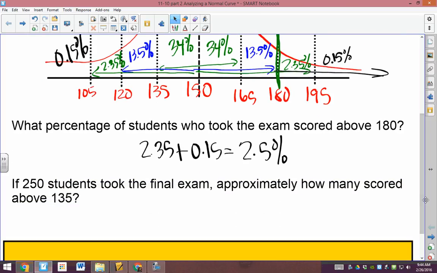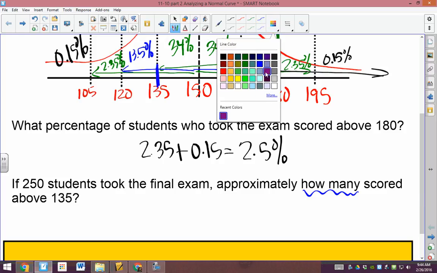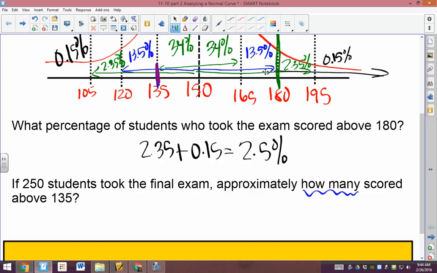All right. If 250 students took the final exam, approximately how many scored above 135? So notice this, sometimes they're going to ask for percent answers, sometimes they're going to ask for numerical answers. That's really important. So above 135, here's 135, maybe I should get a new color we haven't used yet. Here's 135, people that scored above. We could add those little slices, but I want to show you something.